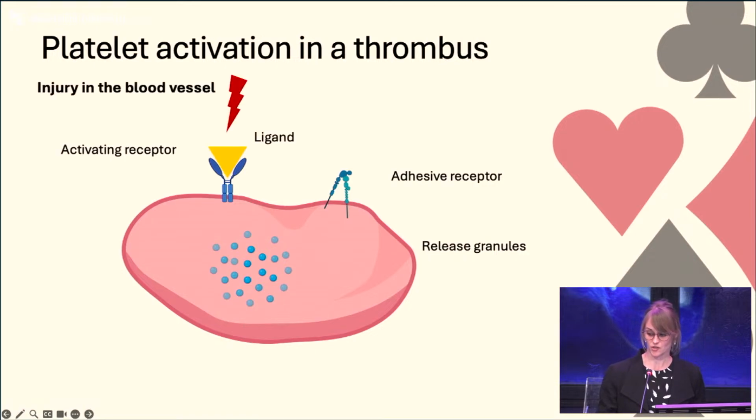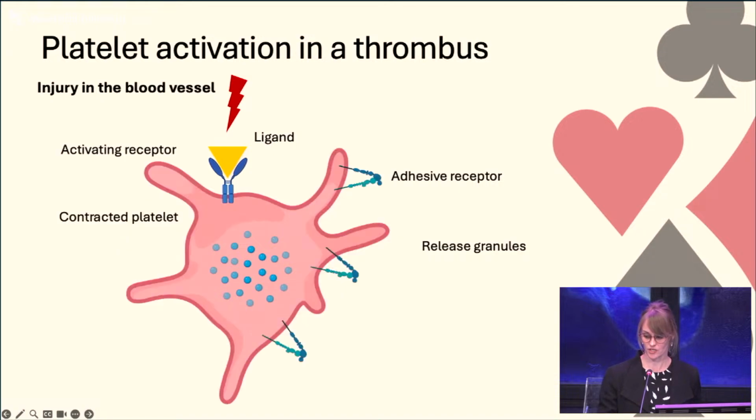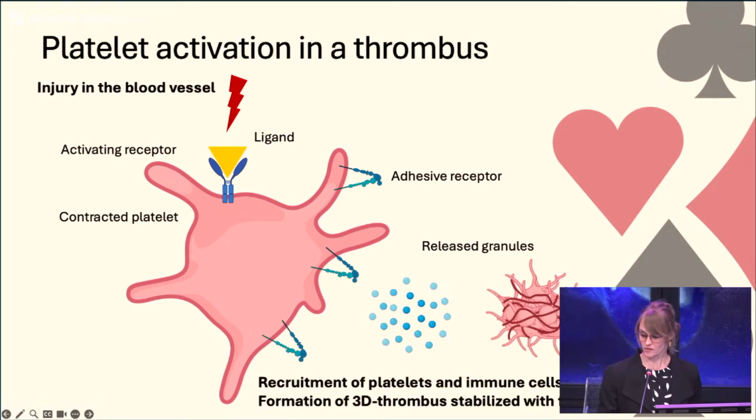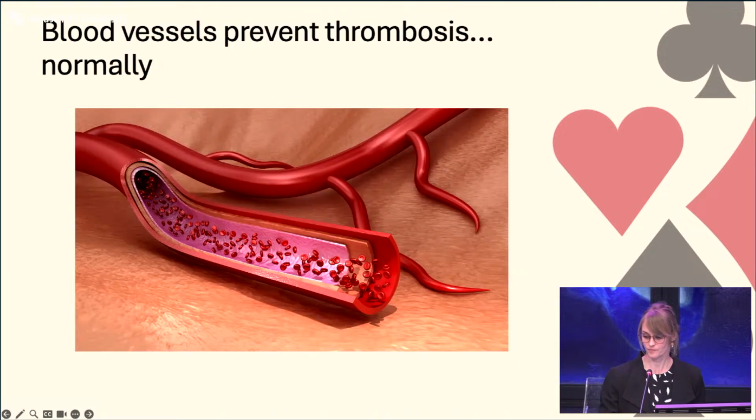When a blood vessel is injured, this provides a trigger for the activating receptors of the platelets, also called a ligand. When a ligand binds its receptor, the platelet rapidly changes its shape, contracting its core and forming long finger-like protrusions. This goes along with more adhesive receptors on the platelet surface and the release of platelet granules. All of this will trigger the recruitment of other platelets and immune cells and eventually lead to the formation of a three-dimensional thrombus stabilized with fibrin fibers, sealing the injury.